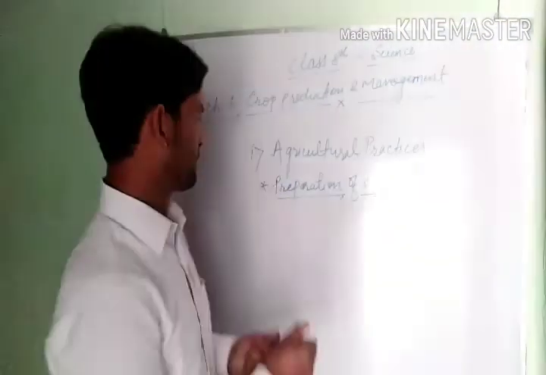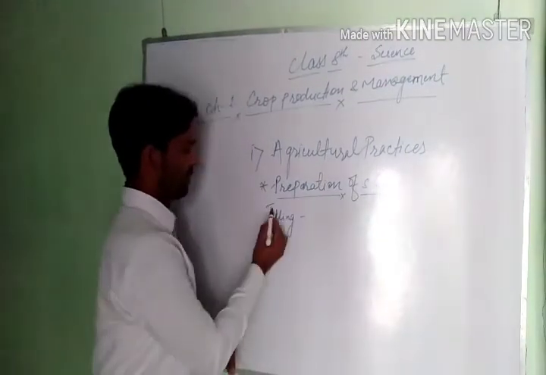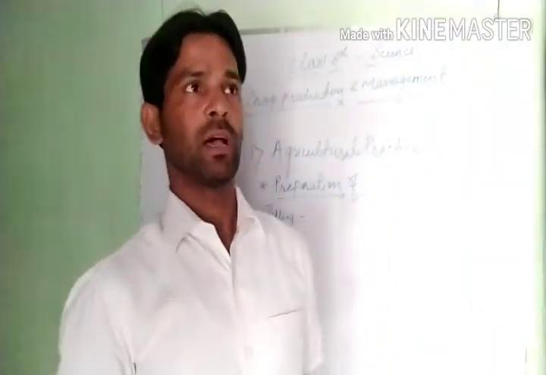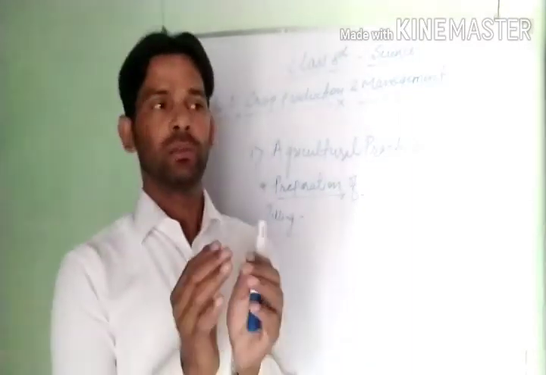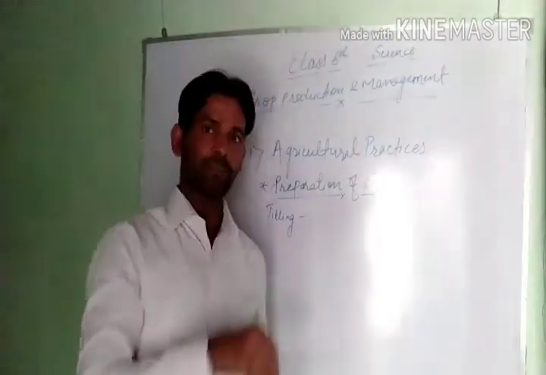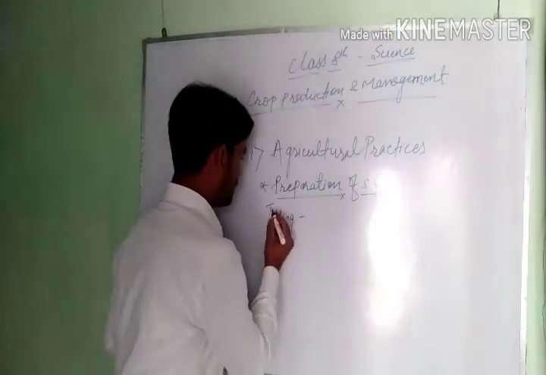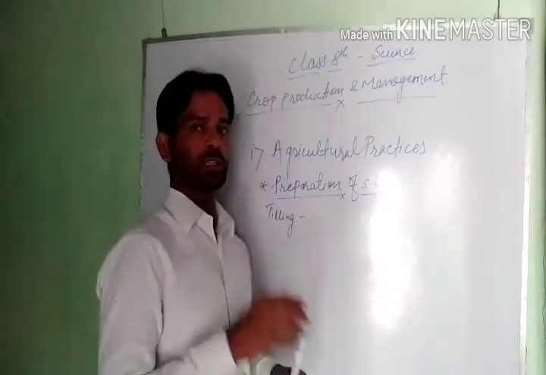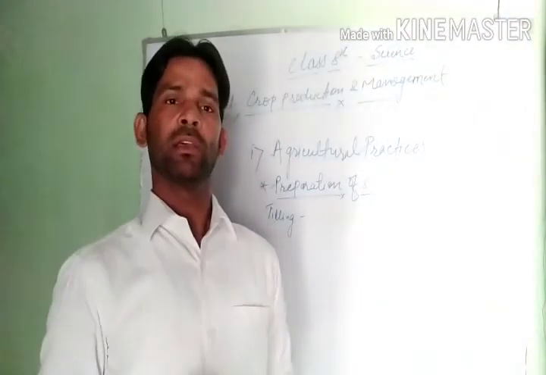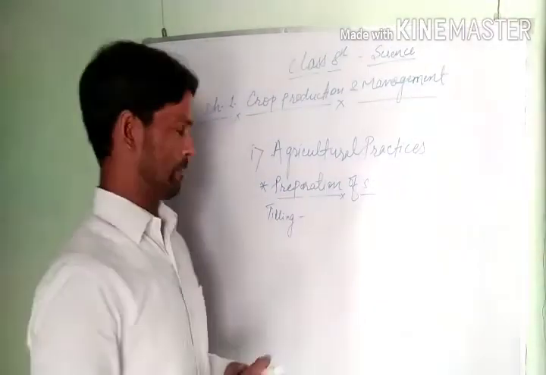What is tilling? Tilling is what? The soil may be in different larger clumps, so it has to be broken down into smaller pieces. This process is called tilling. That means the soil is broken down into smaller pieces. The process by which the soil is broken down into smaller pieces is called tilling.